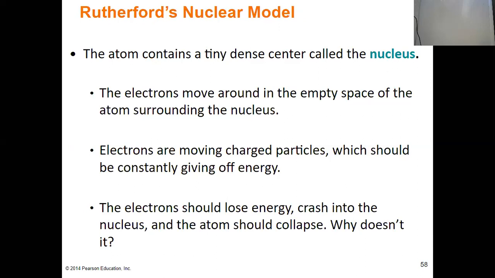We're going to talk now about Rutherford's nuclear model as we're moving into more of the calculation portion.